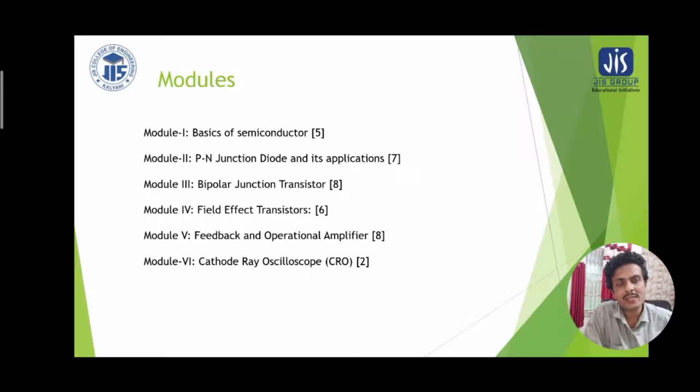Module 3 has 8 contact hour on bipolar junction transistor. Module 4 has field effect transistor to describe within 6 contact hour. 8 contact hour assigned to module 5 where feedback and operational amplifier will be discussed, and the 2 contact hour assigned to module 6 where the cathode ray oscilloscope will be discussed.